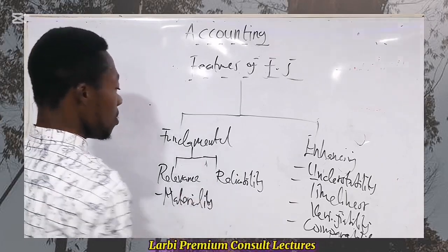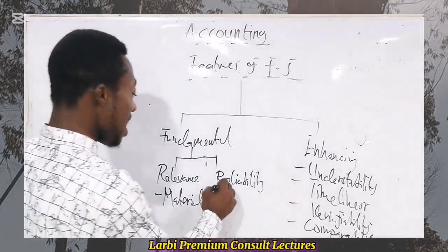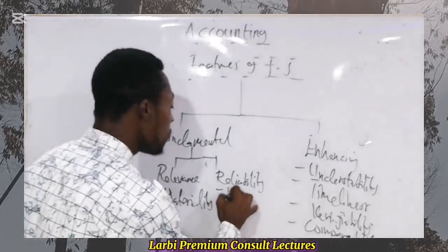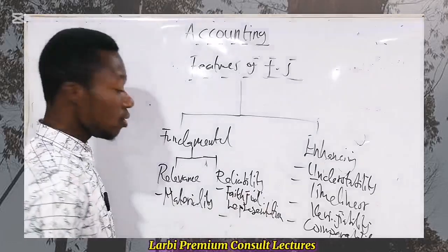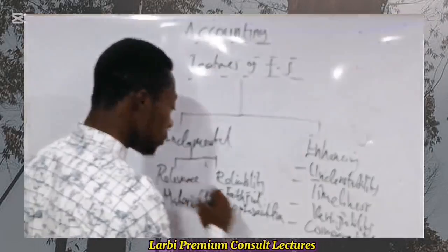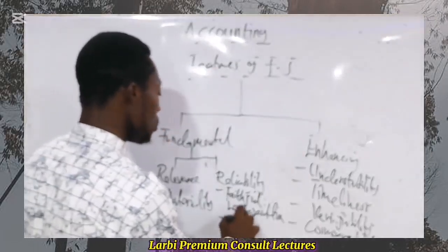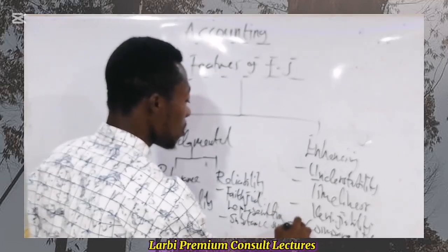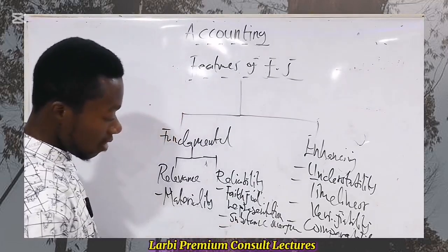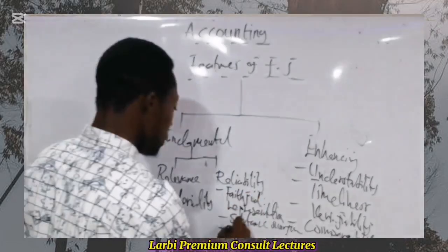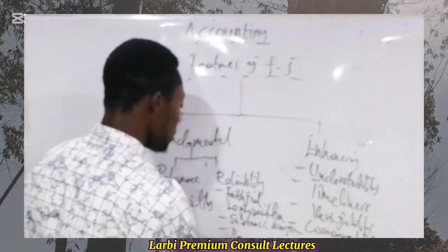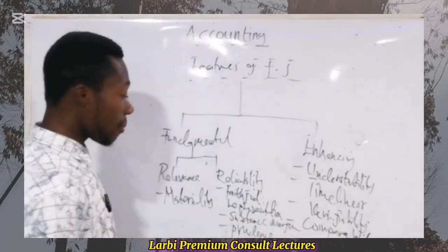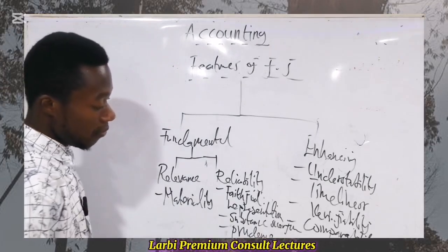Materiality. And then under the reliability, we have about 4 or 5 of these. We have what we call faithful representation. We also have what we call substance over form. Then lastly, we have what we call prudence, saying that the financial statement is supposed to have the nature of what? Prudence. We'll talk about all these things going forward.